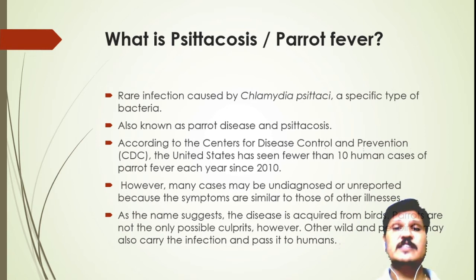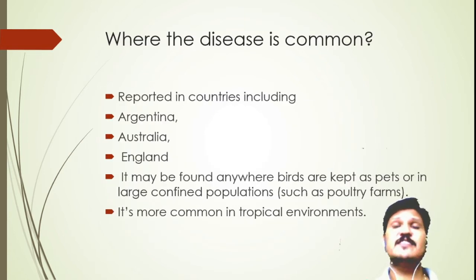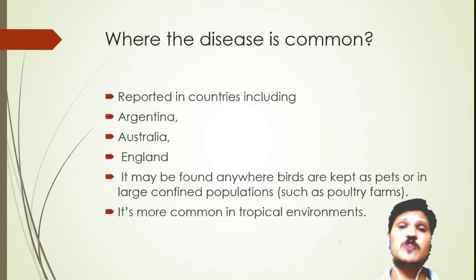As the name suggests, the disease is acquired from birds. Parrots are not the only possible culprits. Other wild and pet birds may also carry the infection and pass it to humans. Where is the disease common? I told you the disease is very rare. It's reported in different countries including Argentina, Australia, England. It may be found anywhere birds are kept as pets or in large confined populations such as poultry farms. It's more common in tropical environments.